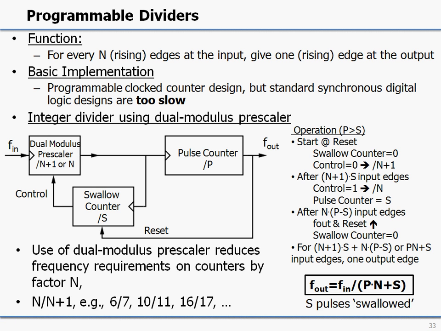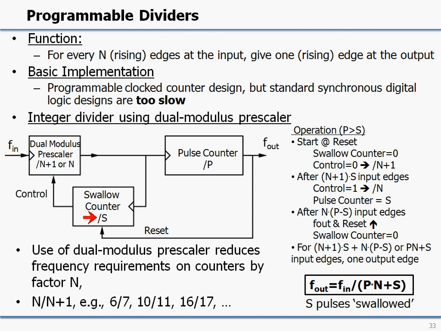I think this was already shown in an earlier talk, but a typical solution to that is to use a dual modulus prescaler in combination with 2 synchronous counters. For now, if we ignore the presence of the swallow counter and we assume that this prescaler is dividing by n, then we realize that the division between the input and the output will be given by n times p.